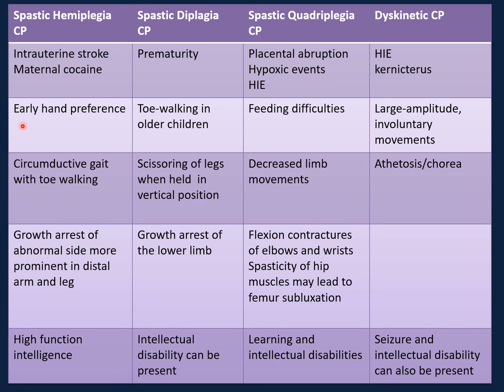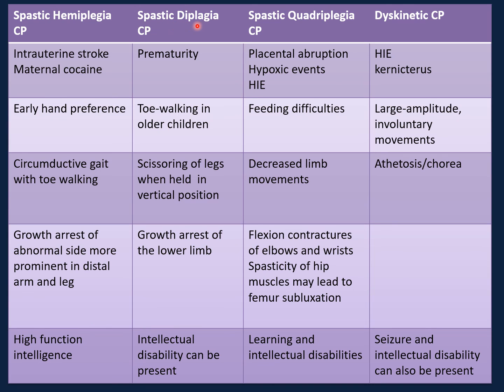The red flag is early hand preference. You will see the infants preferring to use the right or left hand before 1 year of age. This is a red flag. Circumductive gait with toe walking. Growth arrest of the abnormal side and will be more prominent in the distal part of the arm and the leg. These children with hemiplegic cerebral palsy have high function intelligence, so they can go to the college and they function like other normal children.